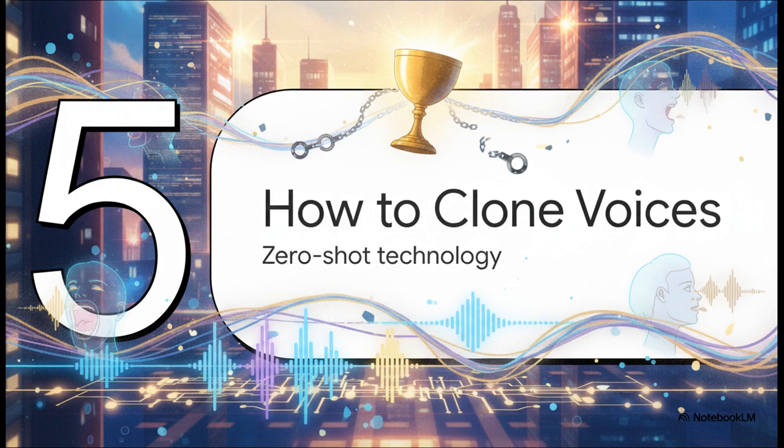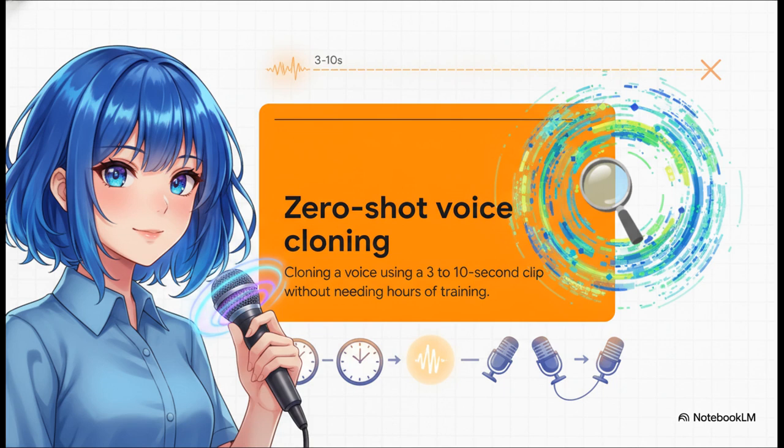Next up, Section 5, how to clone voices. Now, voice cloning has pretty much always been the holy grail of AI audio, and it's usually the first thing locked behind a massive paywall. To understand how you can do this for free, we need to quickly talk about zero-shot voice cloning. Back in the day, you had to record hours and hours of perfect studio audio just to train a model. But today, zero-shot technology means the AI can generate a flawless, natural-sounding clone using just a tiny 3 to 10-second clip of you speaking. It's almost like magic.